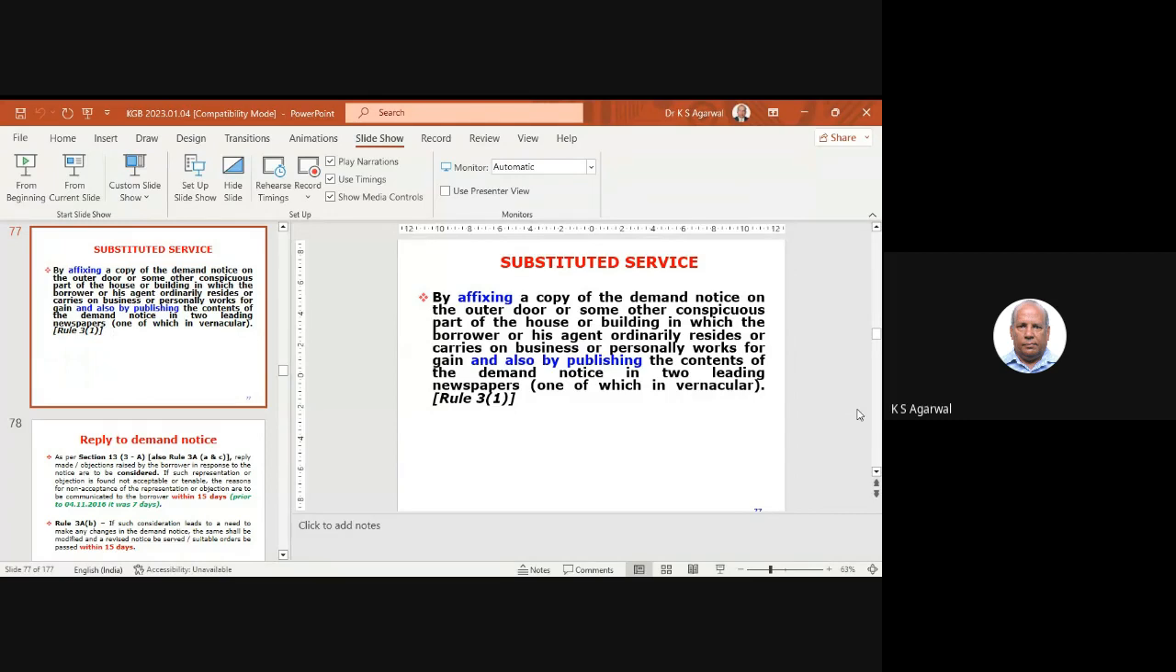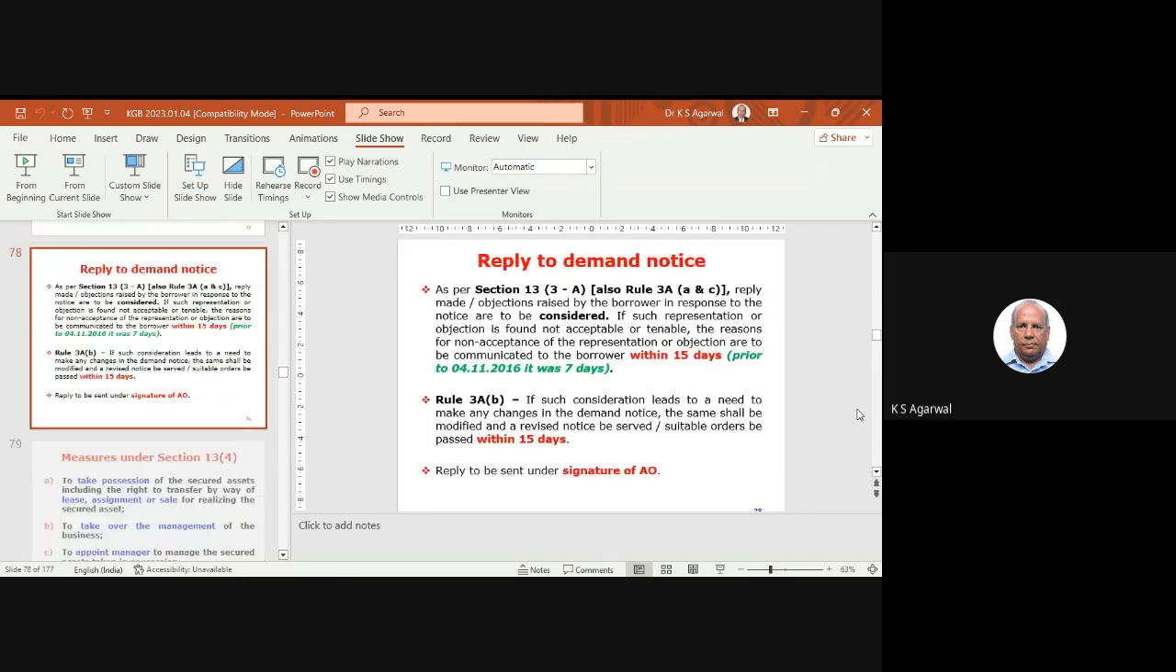If I am not having proper acknowledgement of my service, then I have to resort to substituted service of demand notice. And here I have to take 2 actions. I have to paste the notice on the office, on the residence, plus I have to publish the contents of the demand notice in 2 leading newspapers of the locality, one of which will be English, one will be vernacular.